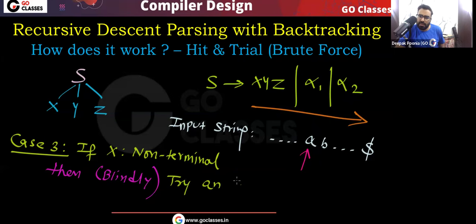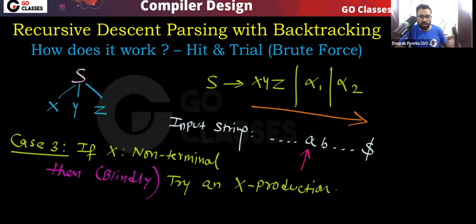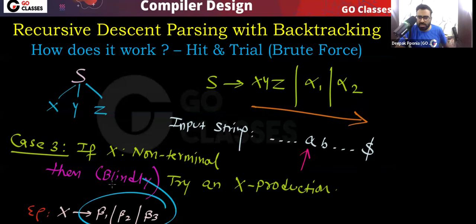Blindly, you try an X production. And remember, how do I try the X productions? Maybe X has many productions. Then how do we try these X productions? For example, let's assume this X has many productions, for example beta 1, beta 2, beta 3. Then remember, I told you that don't randomly choose a production. We will choose productions, but in a specific order.